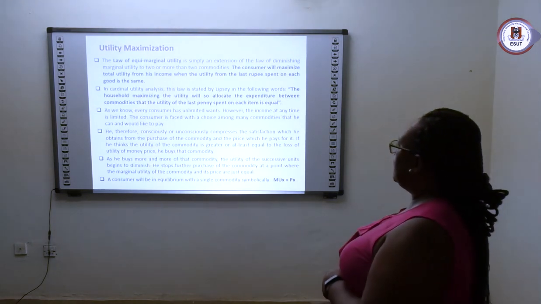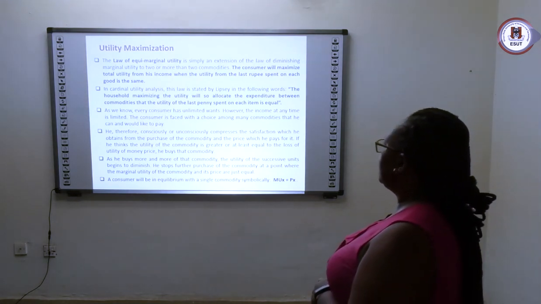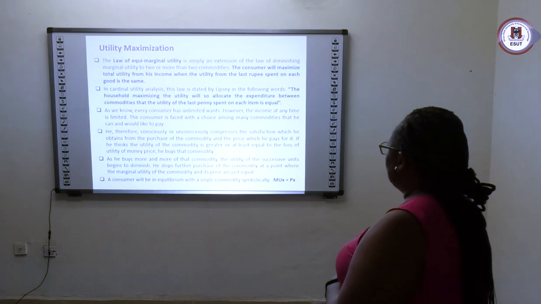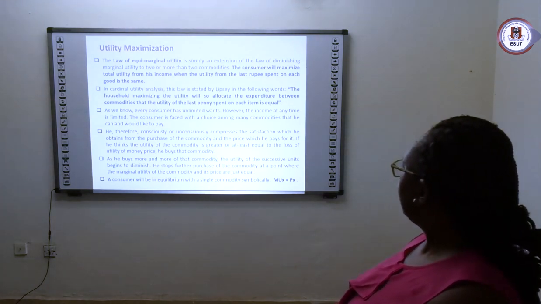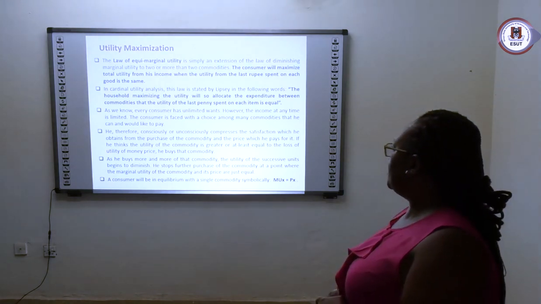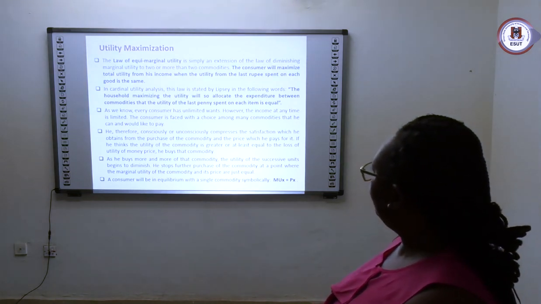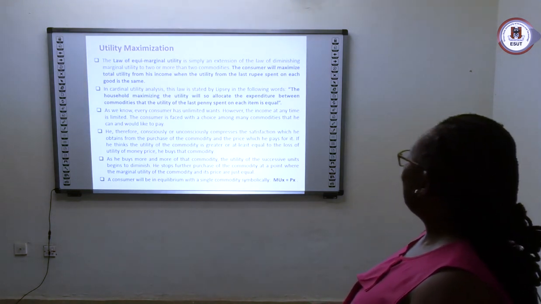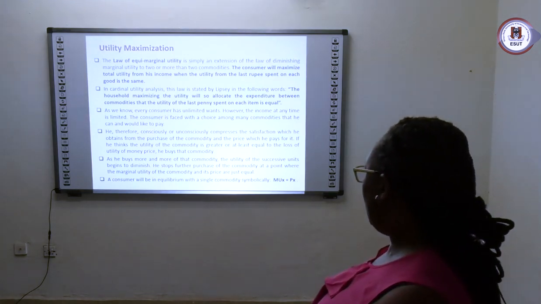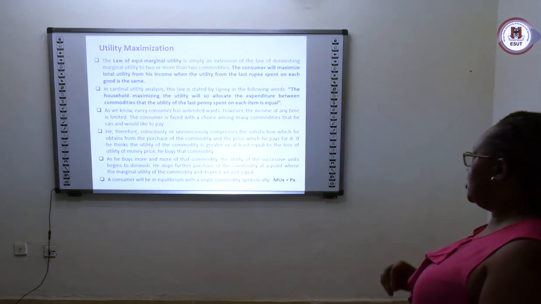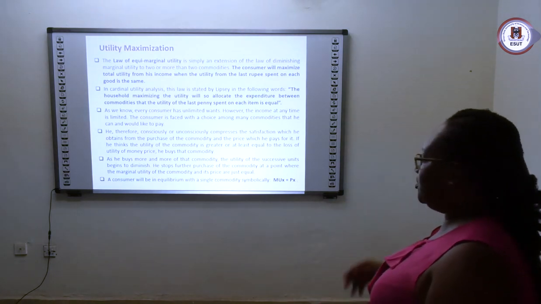Utility maximization. The law of equimarginal utility is simply an extension of the law of diminishing marginal utility to two or more commodities. The consumer will maximize total utility from his income when the utility from the last money spent on each good is the same. As he buys more of a commodity, the utility of the successive units begins to diminish. So we'll be repeating this over and over.